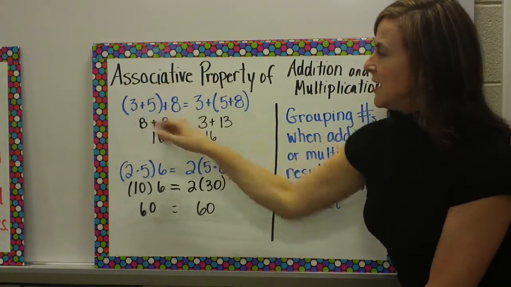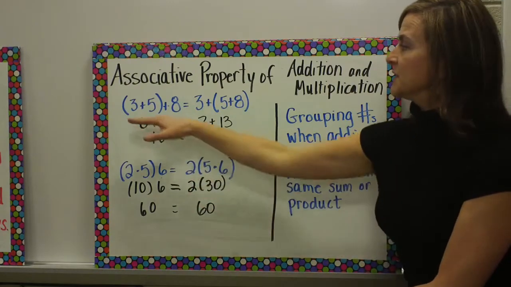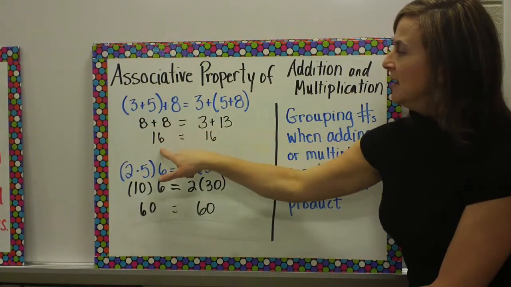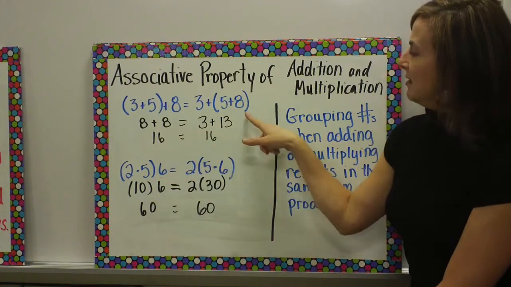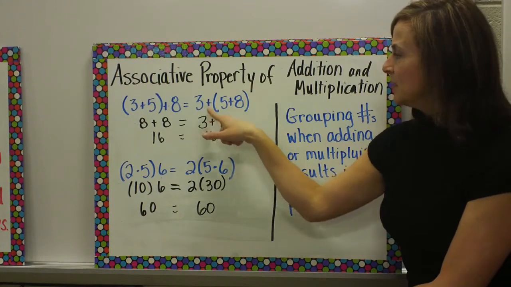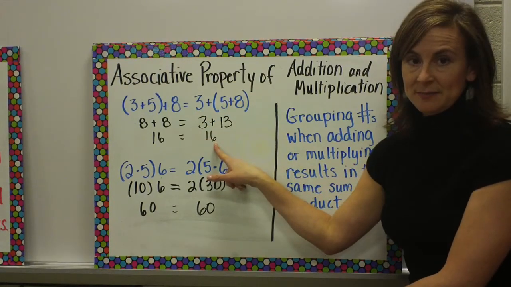If I just look at this side, in terms of order of operations, I would solve parentheses first. 3 plus 5 gives me 8. I bring down the plus 8, and I get 16. On this side, for order of operations, 5 plus 8 gives me 13. I bring down the 3 plus, and I also get 16.